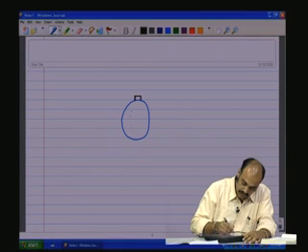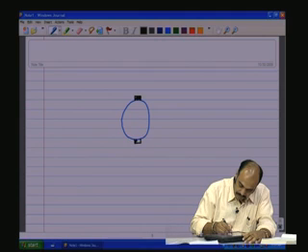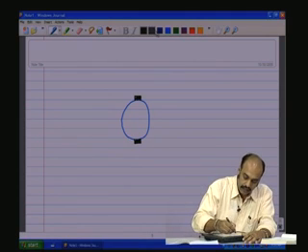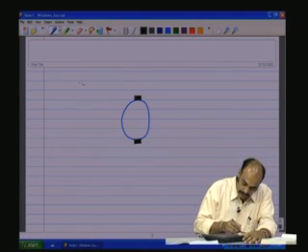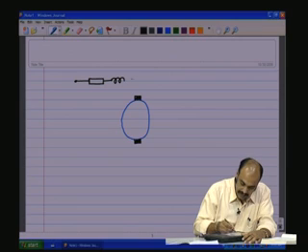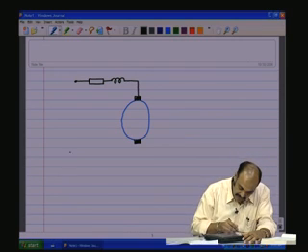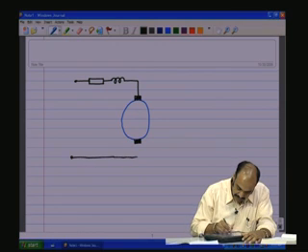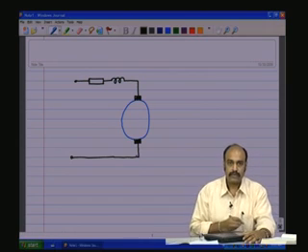We have the armature, and to the armature are attached the brushes through the commutator, and we have two non-idealities in the dynamic case. One is RA and the other is LA. RA is the equivalent winding resistance of the armature. LA is the equivalent inductive reactance of the armature.